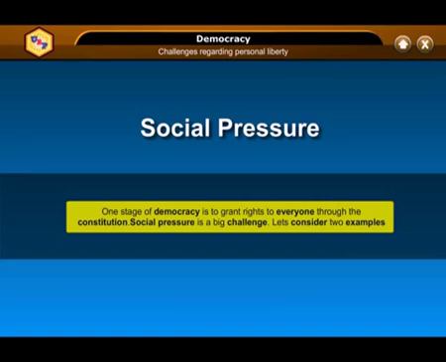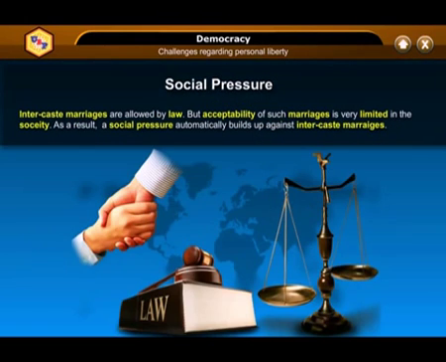Social pressure. One feature of democracy is to grant rights to everyone through the Constitution. Social pressure is a big challenge. Let's consider 2 examples. Intercaste marriages are allowed by law, but acceptability of such marriages is very limited in the society. As a result, a social pressure automatically builds up against intercaste marriages.